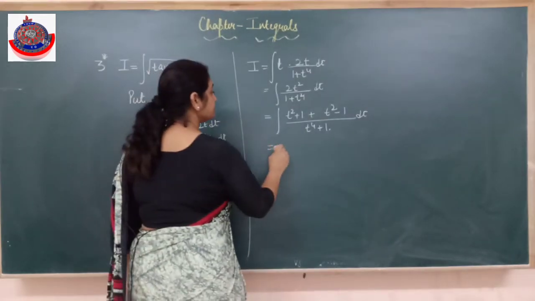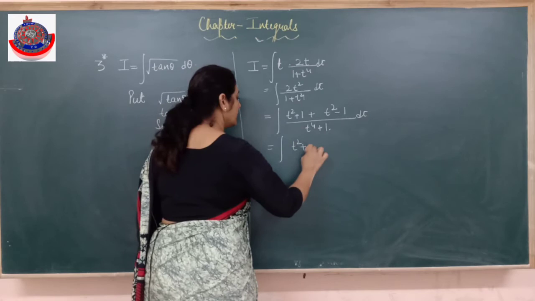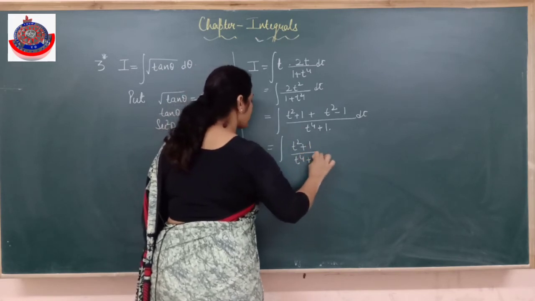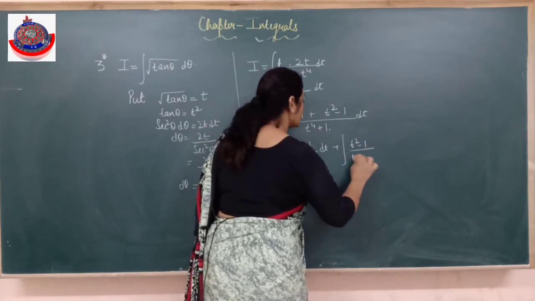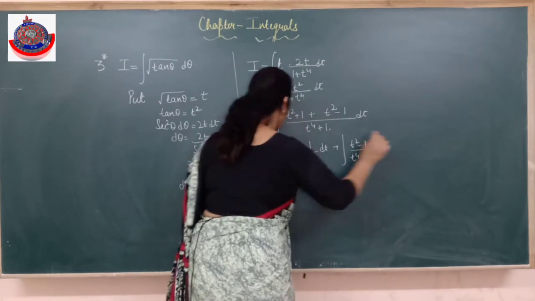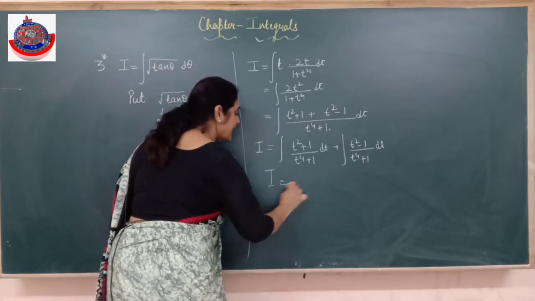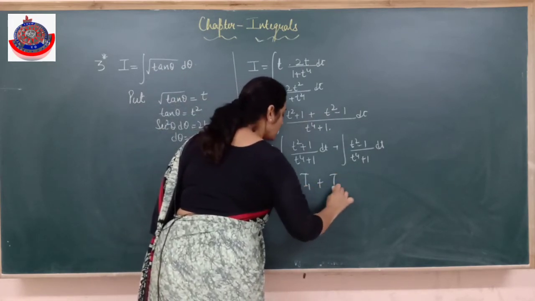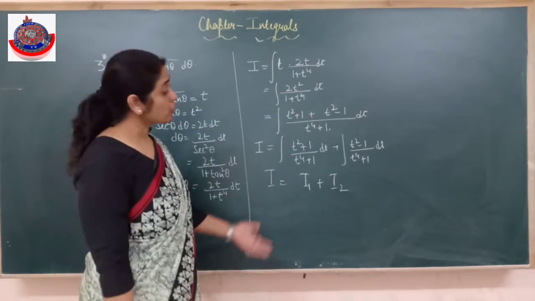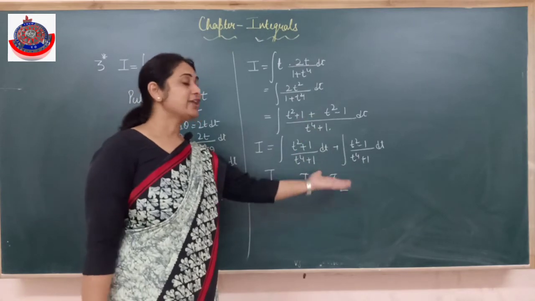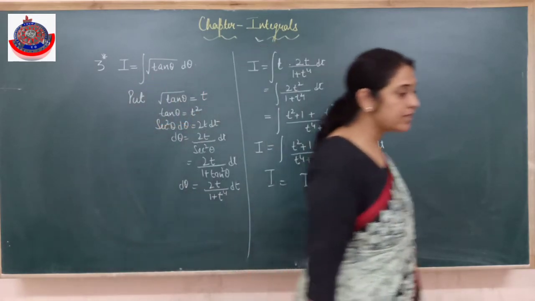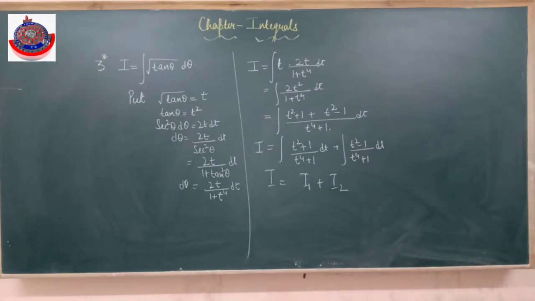Clear? Now this is the first form, t² + 1 upon this. And this is the next one. Alright, I will solve it separately as I1 plus I2. And we know how to solve these questions. In this I1, I will divide it by t², solve it. In I2 also, I will divide it by t² and solve it. And it is same what we did previously. So this question you have to complete on your own.